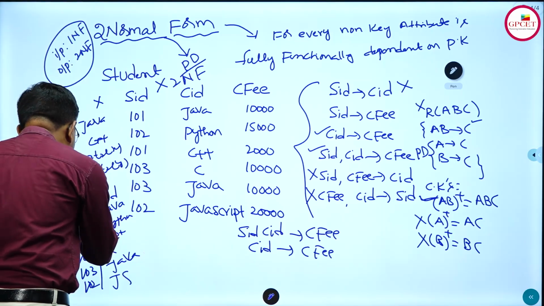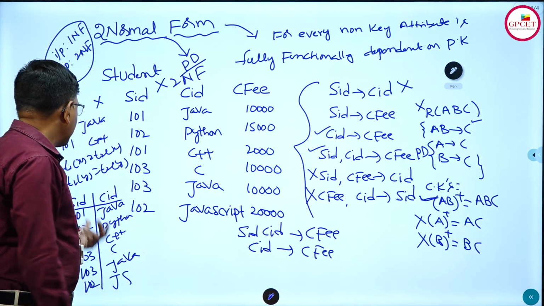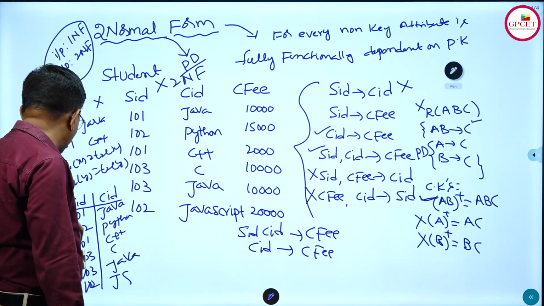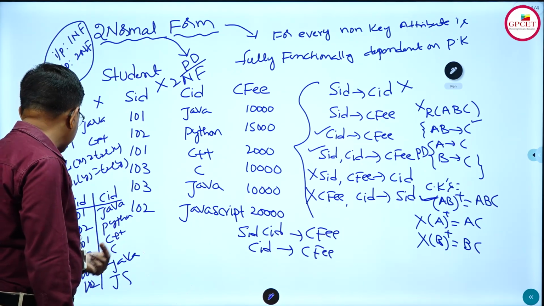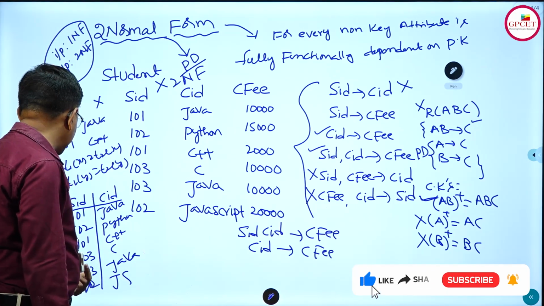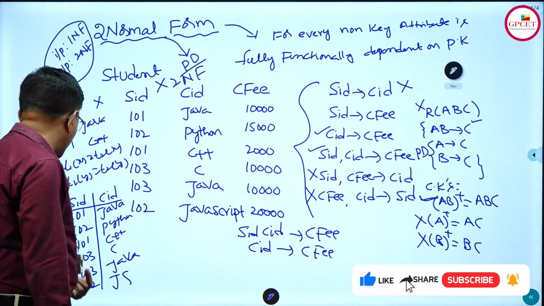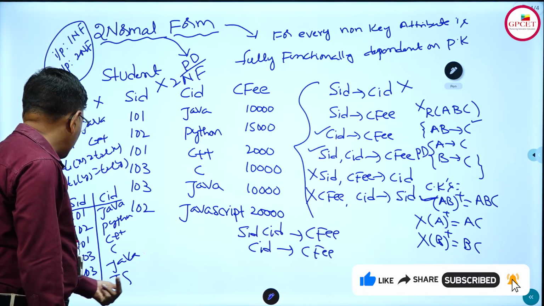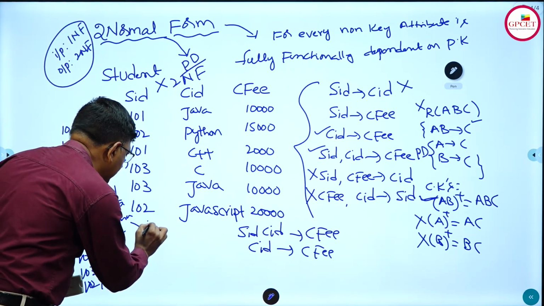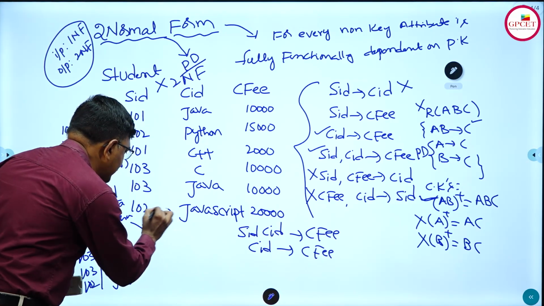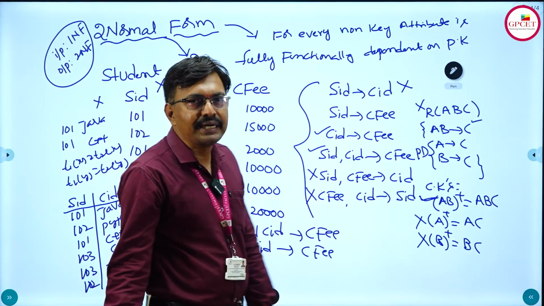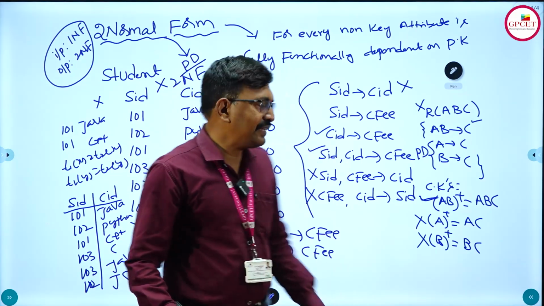Observe here, SID CID is the primary key. Observe 101 Java. Is there any other 101 Java? No. 102 Python. Is there any other 102 Python? No. 101 C++. Is there any other? No. 103 C. Is there any other? No. 103 Java. No duplication. 102 JavaScript. Is there any other? No. That's why the relation is in second normal form. What is second normal form? Every non-key attribute is fully functionally dependent on the primary key. That is the first relation.